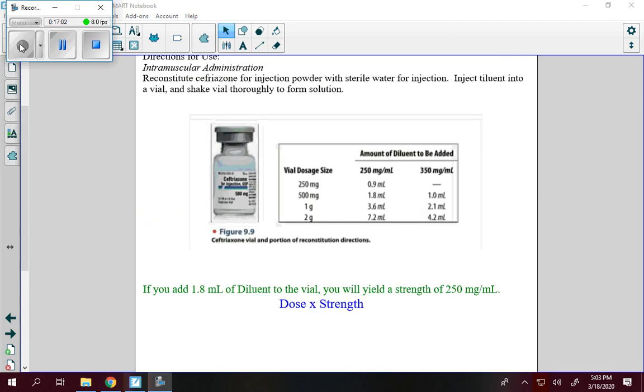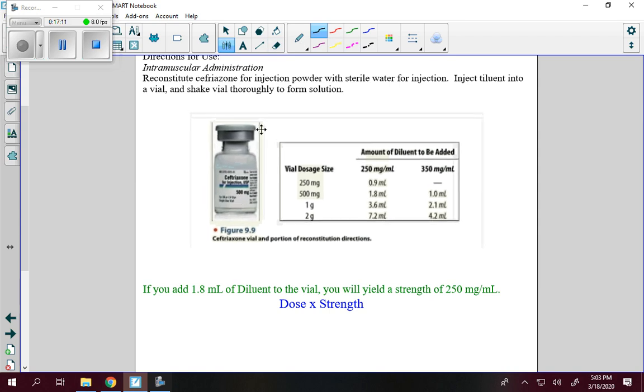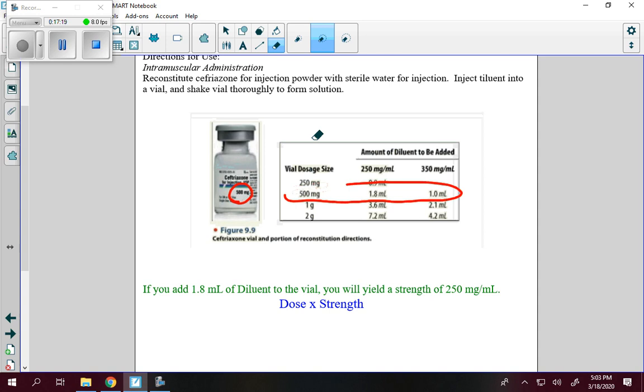Much better. Just made it a little bit more clear. If you read this vial, you see that it is 500 milligrams. So all I care about is the 500 milligram patch. It's the same label that goes on all of them. 500 milligrams is my dosage strength of that powder in there.